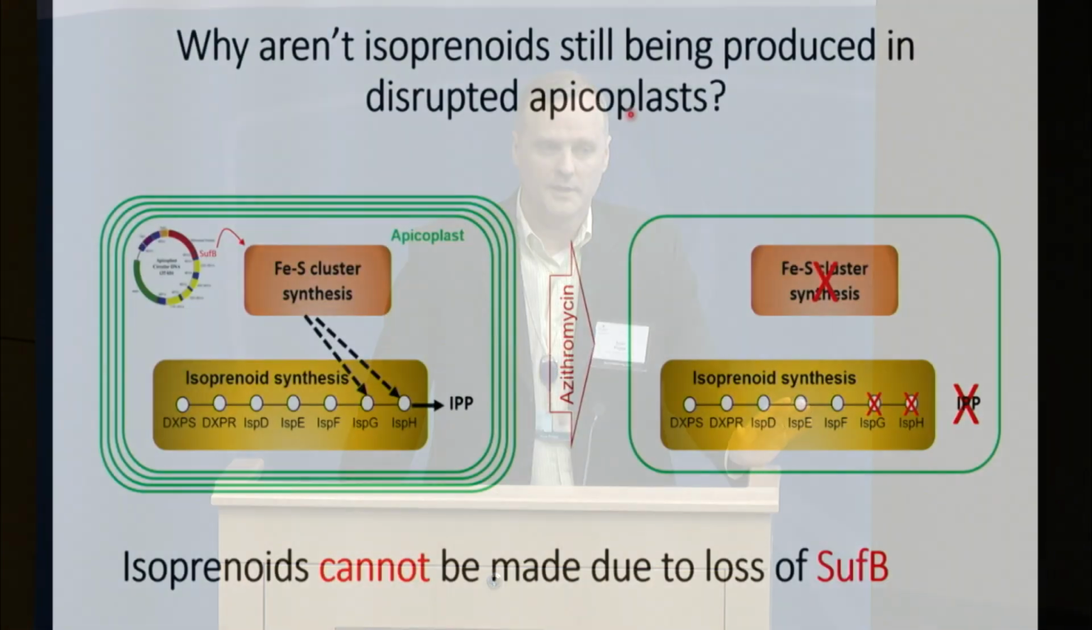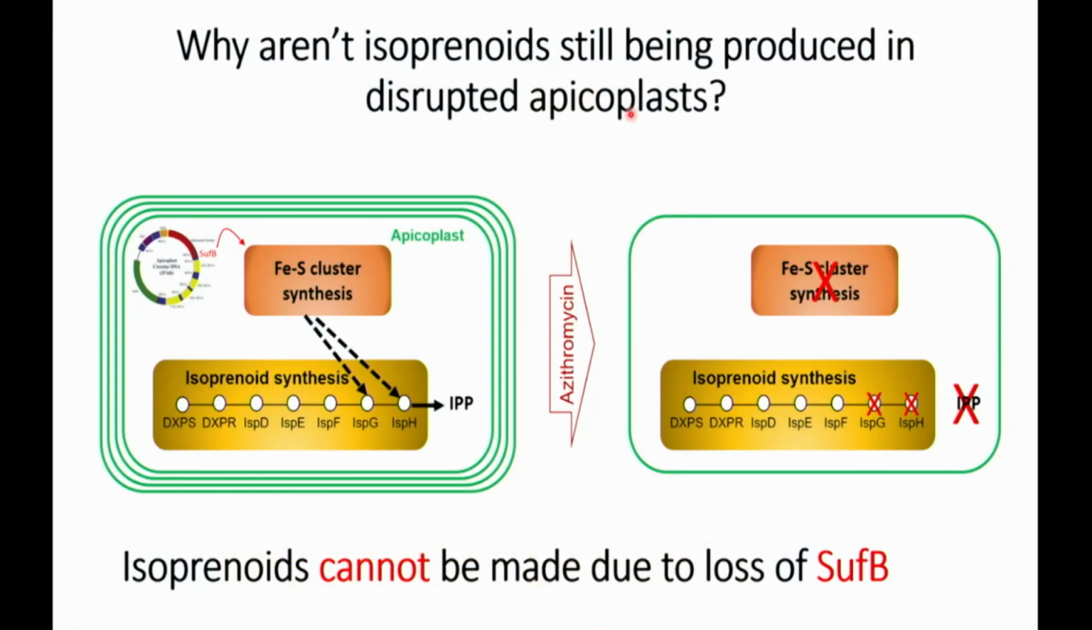So I want to conclude with the question of, okay, then why do they need isoprenoids? All of the isoprenoid enzymes are encoded in the nuclear genome. So presumably all of the isoprenoid biosynthesis enzymes are in the vesicles after apicoplast disruption. So why don't they make isoprenoids? And I think the answer ultimately comes back to what I mentioned at the beginning, that the SUFB enzyme is in the apicoplast genome.